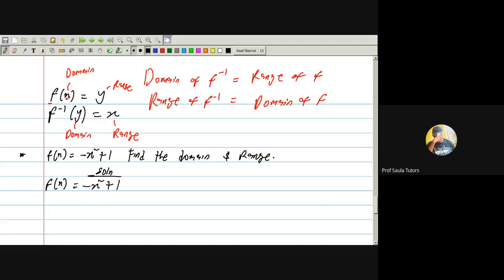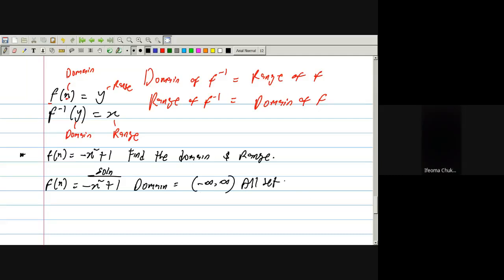Are we together? So what do we say? So the domain is all real values of x. Yes, exactly. The set of all real numbers. Exactly. Now, what is the range?